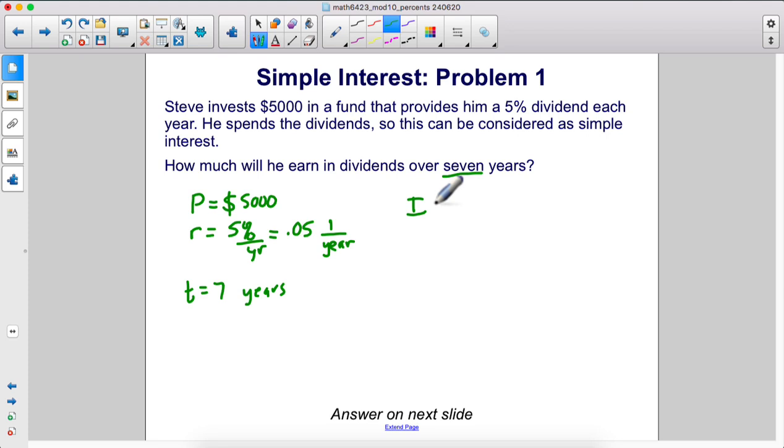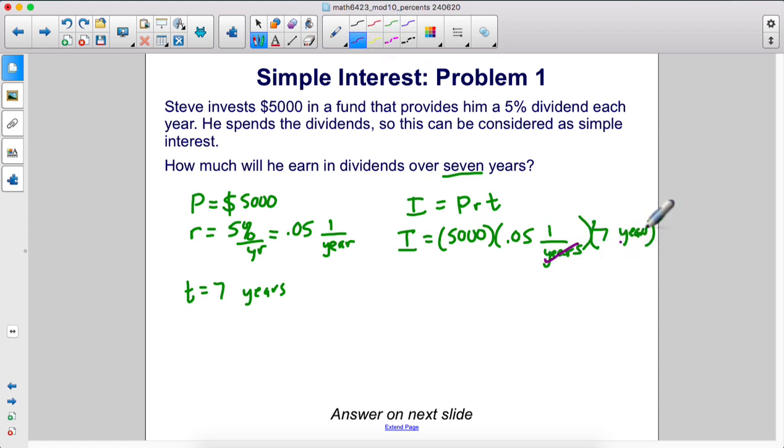Okay, so interest equals PRT. Interest equals 5,000 times 0.05, and that's going to be 1 over years. It's important that that years is in the denominator, as you're about to see. Time is 7 years. So look at that, years cancels. So we have I equals 5,000 times 0.05 times 7. All right, so we're going to multiply those all together.